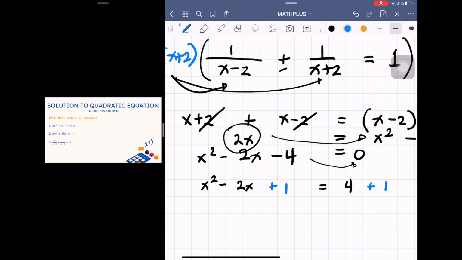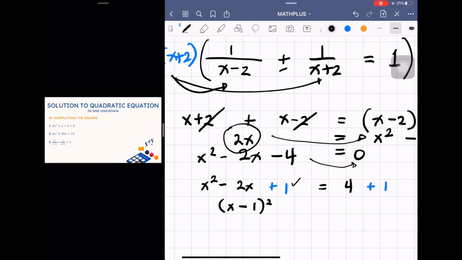Next thing is to factor the left side of the equation. This is already a perfect square trinomial. So we get the square root of the first term, that's x. Copy the middle term, that's minus. And then take the square root of the third term, or the constant, that's positive 1, and square that.